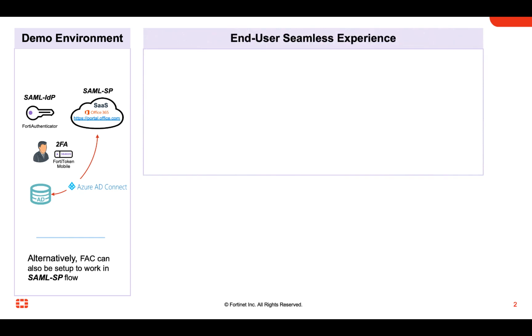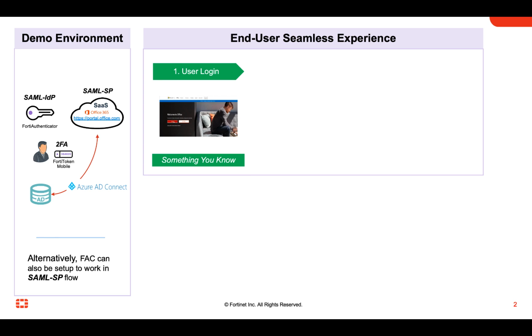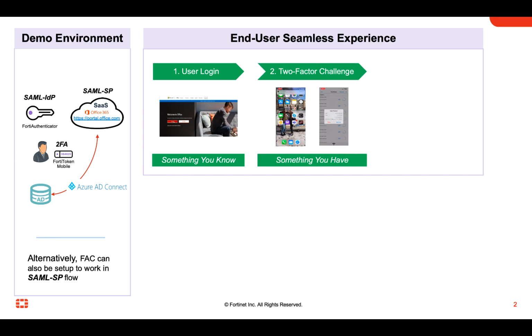Now let's take a look at the end user experience. As the user attempts to access Office 365, they first have to provide their credentials. This is the first factor authentication, which is something that the user knows. The user is then challenged with a second factor authentication using a push to accept from their mobile device. This is the second factor authentication, which is something that the user has.